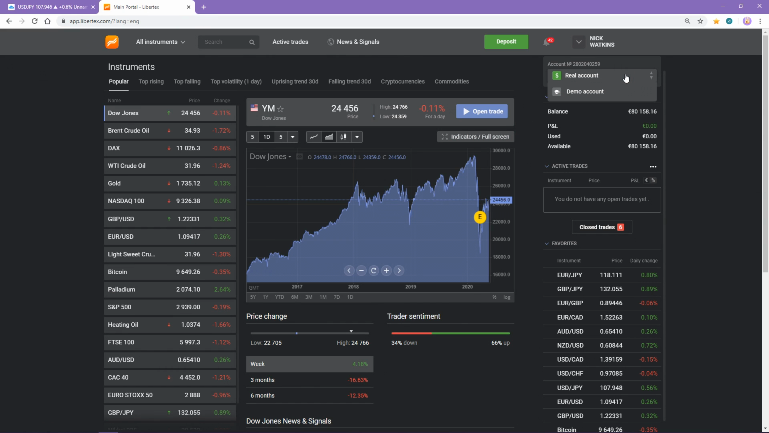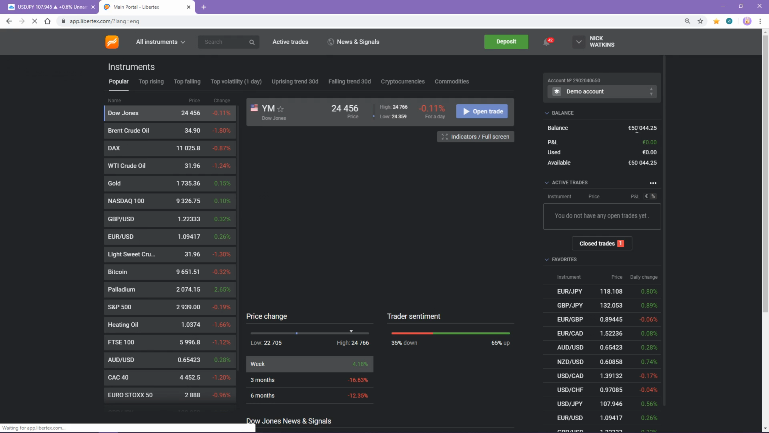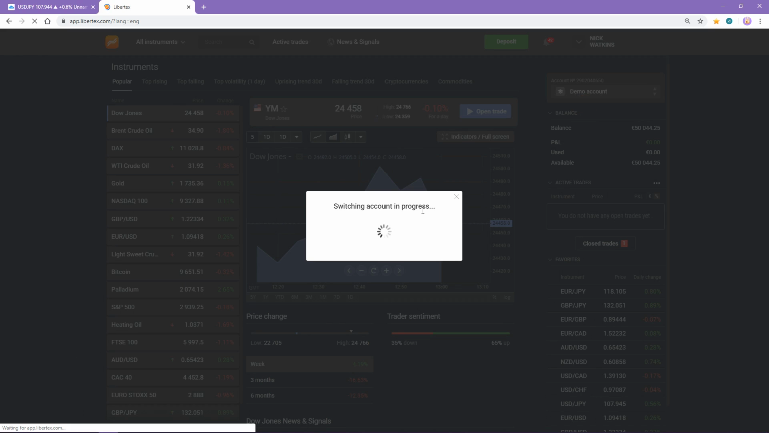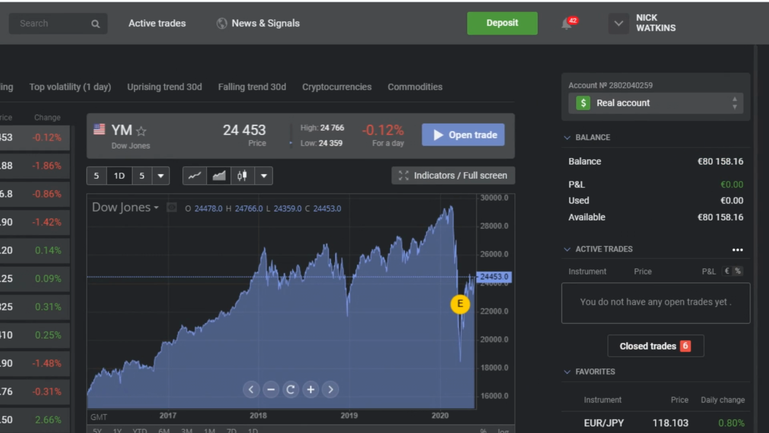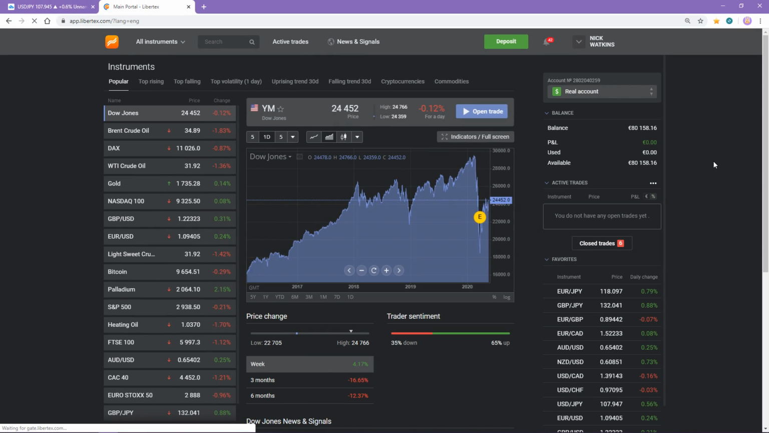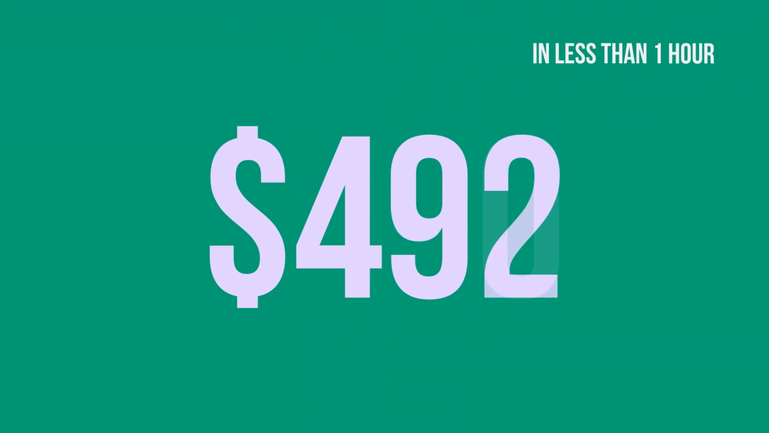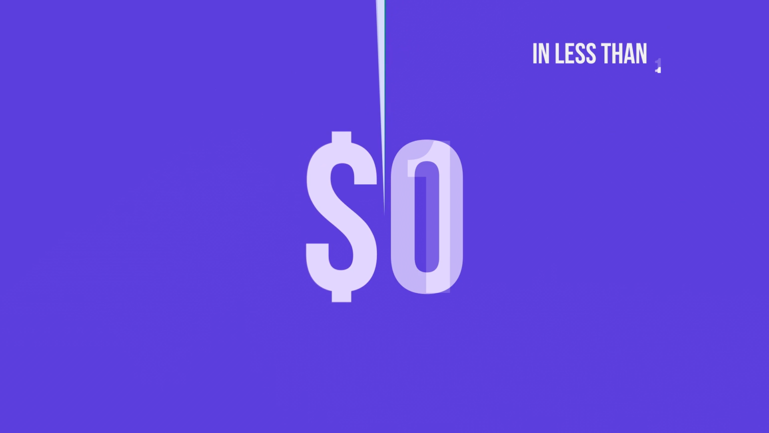This is my real account, so you can see that I can switch between real and demo accounts. This is my demo balance. You see 50,044 euros. And let's go back to my real account. And here you can see 80,158 euros. So, I have demonstrated how I use my strategy and how it can perform. I made 5 trades, all of them were profitable, and I earned 519 euros in less than 1 hour.